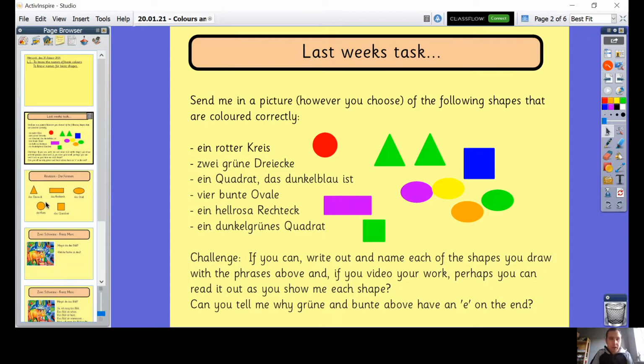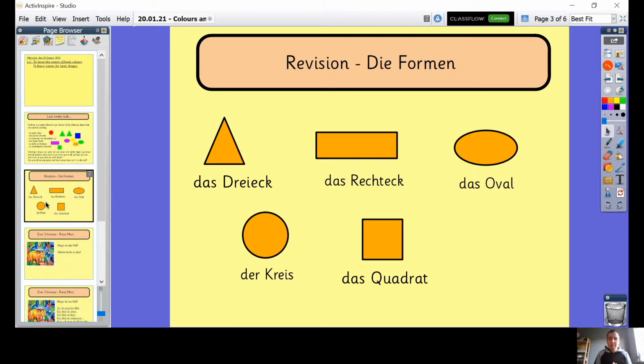So just as a quick recap on that, next screen, remember the names, die Formen, the shapes. So das Dreieck, the triangle, das Rechteck, the rectangle, das Oval, the oval, der Kreis, the circle, das Quadrat, the square. And if we remember talking about genders, they're all neuter, they're not masculine or feminine, they're das, and the only one which is masculine is der Kreis, which is the circle.